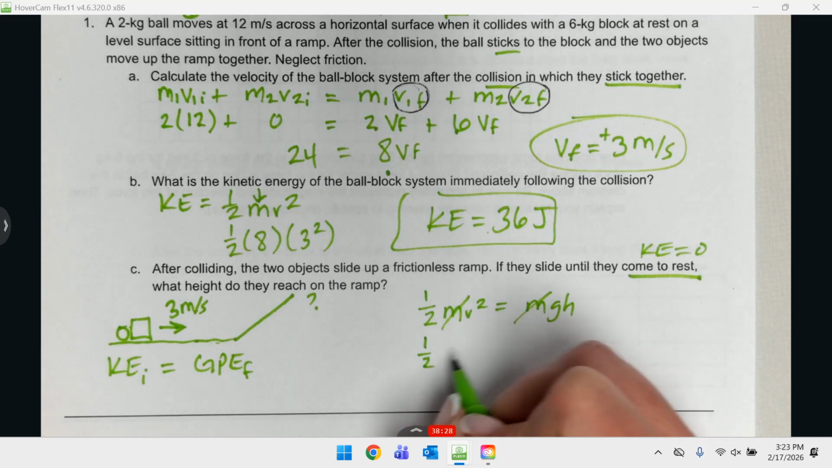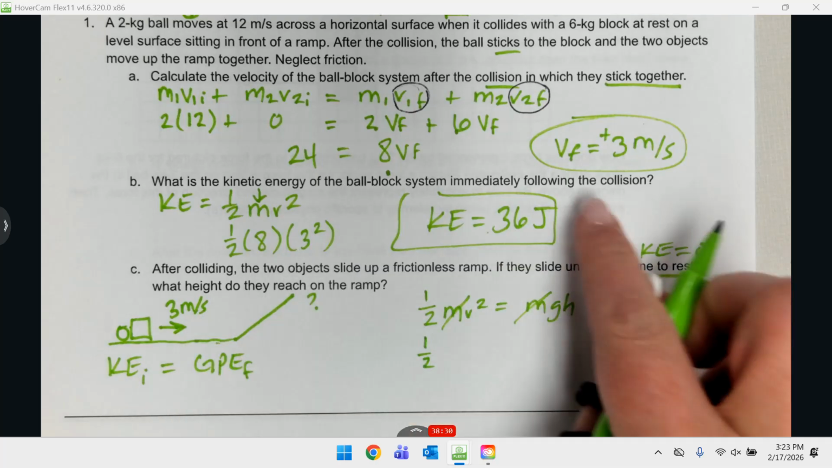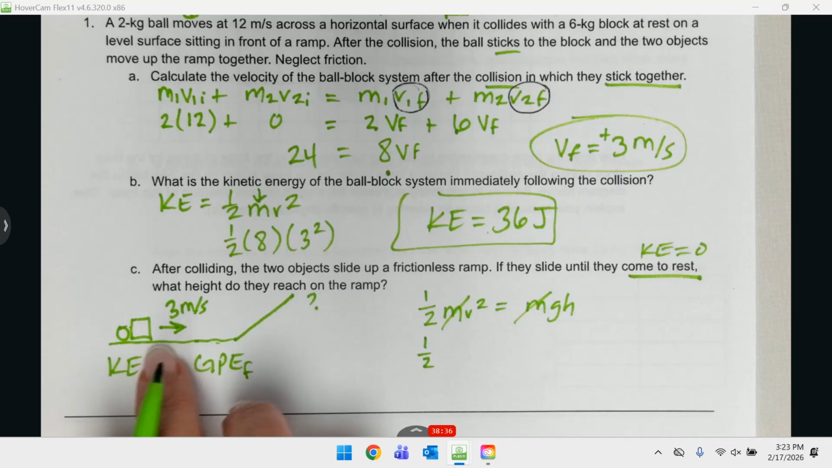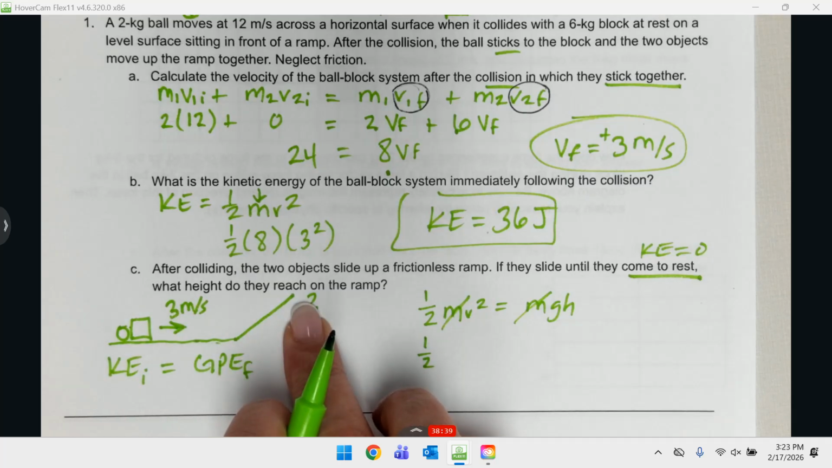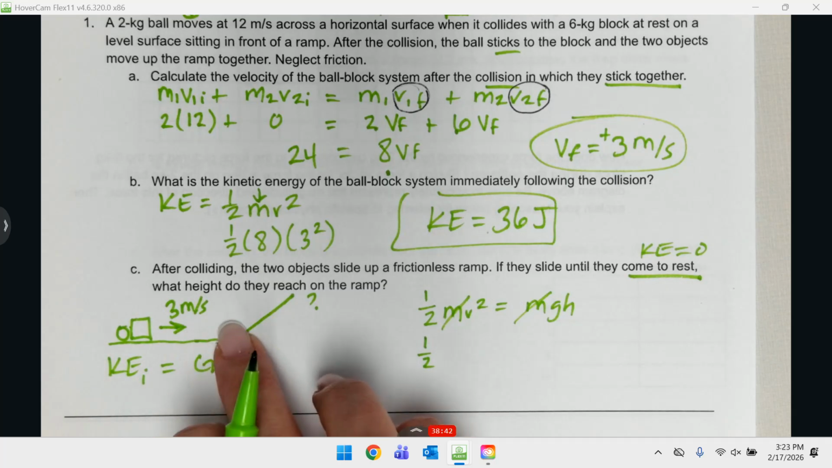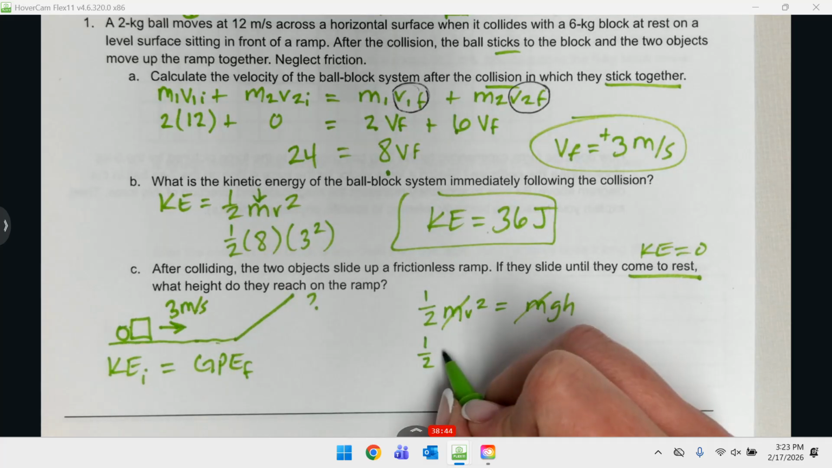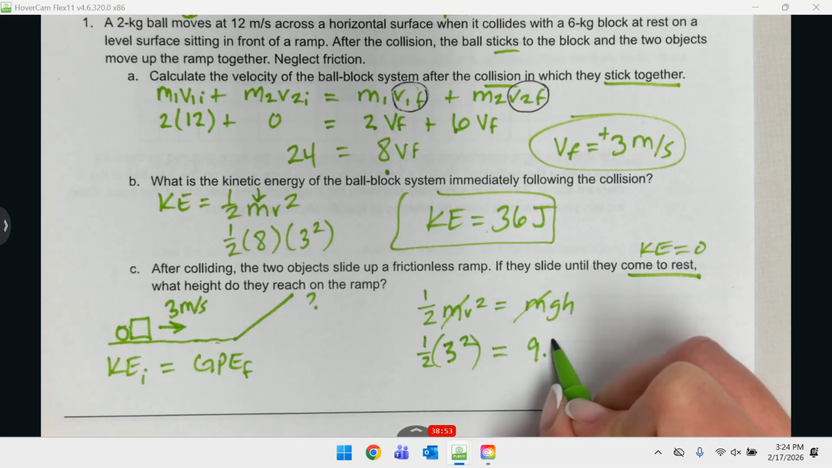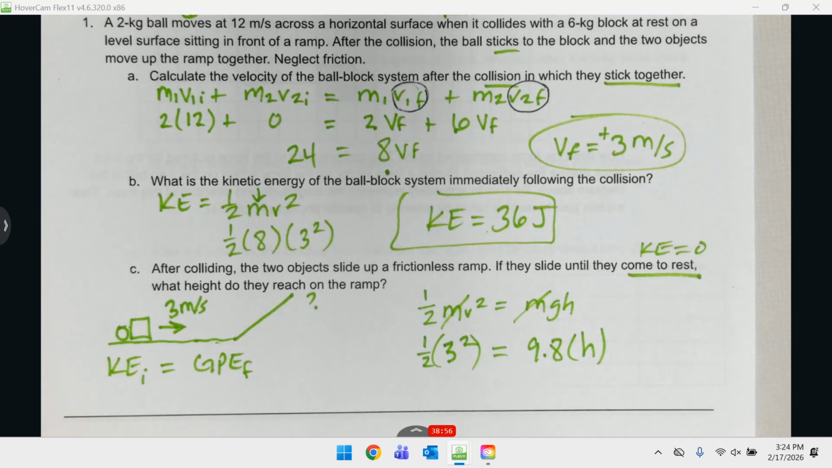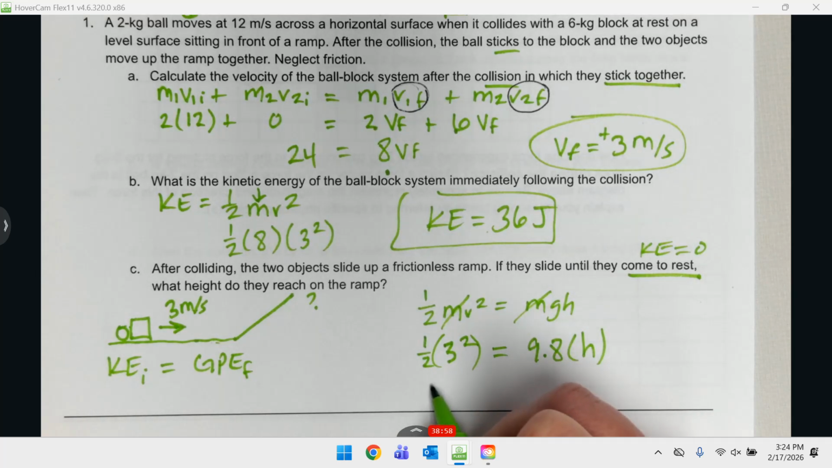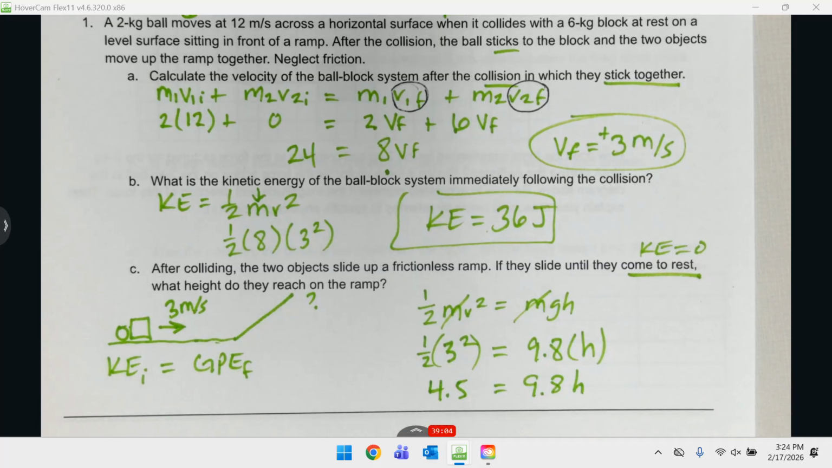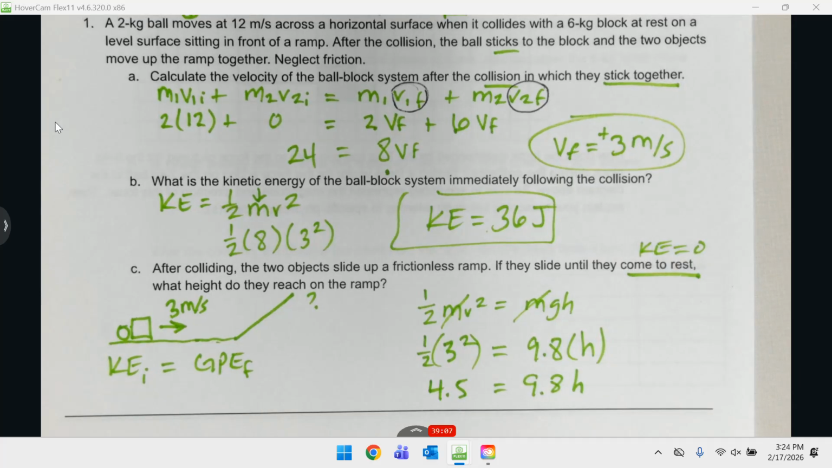But this is going to be 1/2, and the velocity it starts with is 3. I know it says final here because that is the final after the collision, but after the collision happens, it's now moving this fast when it gets to this. So this becomes the initial kinetic energy that it has when it starts to climb the hill. So my initial velocity at the bottom of the hill will be my 3 squared. Okay, and then 9.8 times h, and we're solving for h. So half of 9, because 3 squared is 9, half of 9 is 4.5 equals 9.8 h, and then we're just going to divide both sides by 9.8, so 4.5 divided by 9.8.